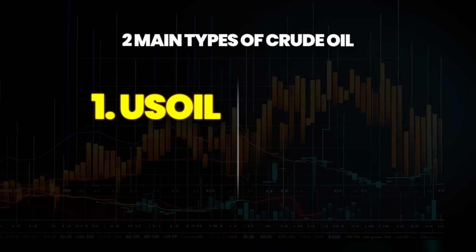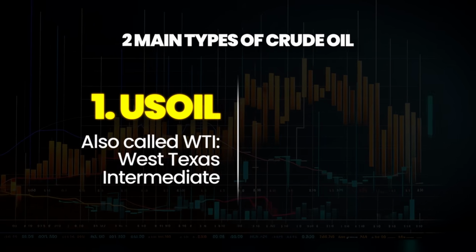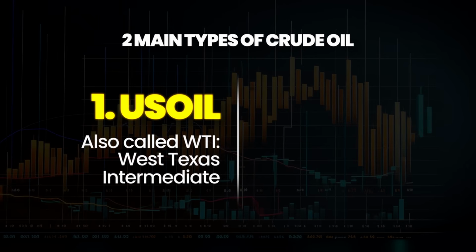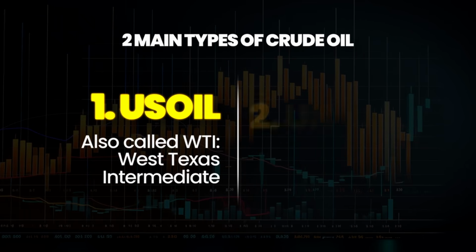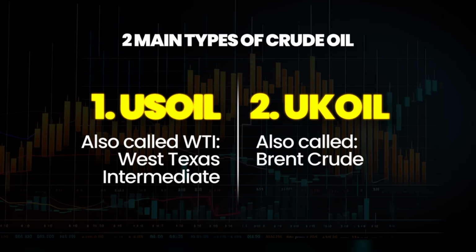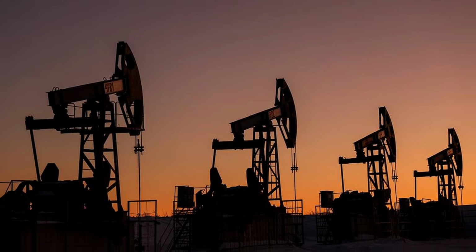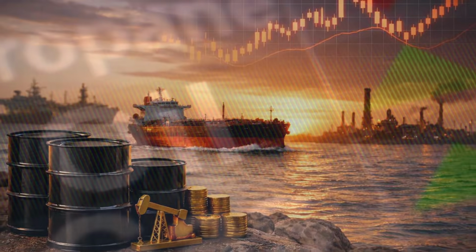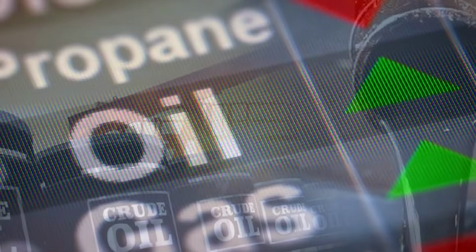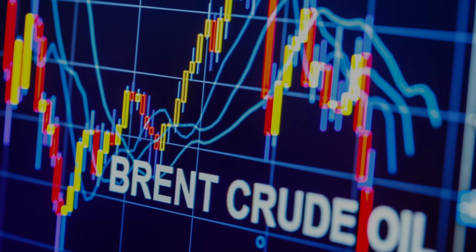The first one is US oil, also called WTI, which stands for West Texas Intermediate. This is the main US oil benchmark. The second is UK oil, also called Brent crude. This is the global benchmark. Brent oil comes from the North Sea, but it is used to price a large share of world crude oil, including much of the oil linked to Europe, Africa, and the Middle East. So when people on the news talk about global oil prices, they are very often referring to Brent crude.